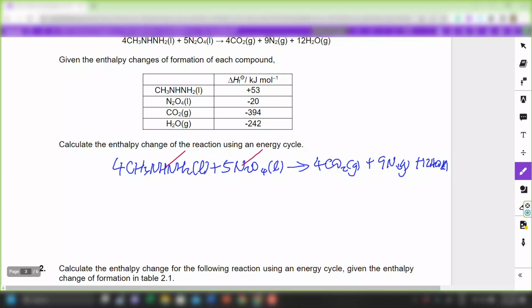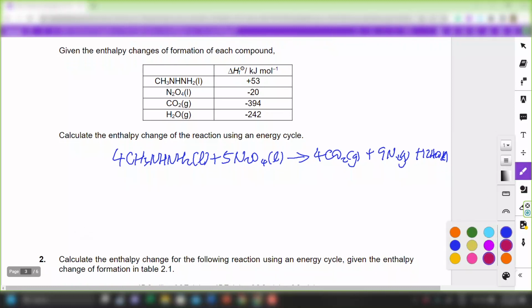I'm just going to remove the arrows, the ticks. Then I'm going to draw in the cycles, in blue. I'm going to define the enthalpy change of formation for CH3NHNH2, 4 of it. I'm going to count the total number of carbon, which will be 4 carbon, and that's in the solid phase.